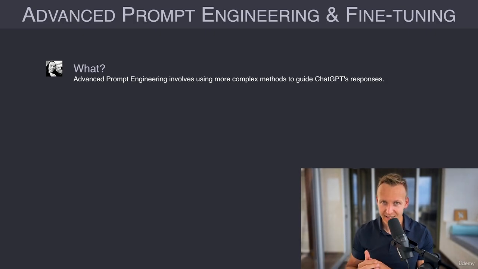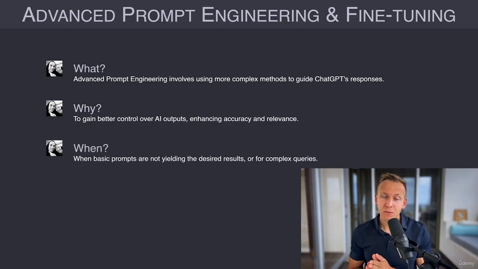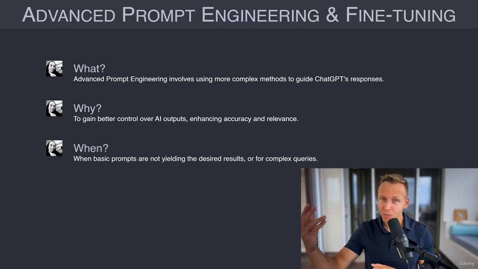So that is how we start becoming advanced at prompt engineering, realizing the toolbox we have and adapting it. So why should we be using advanced prompt engineering? Well, to gain better control over AI outputs, enhancing accuracy and relevance. And this is all just a fancy way of saying the better we are with our prompt engineering, the better results we are going to get from ChatGPT. Your answers will only be as good as the questions you pose, and prompt engineering is all about getting the questions right.